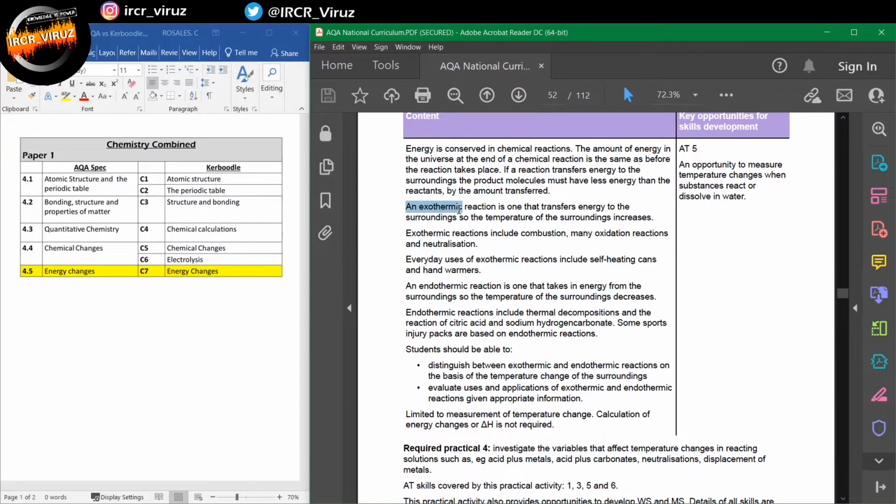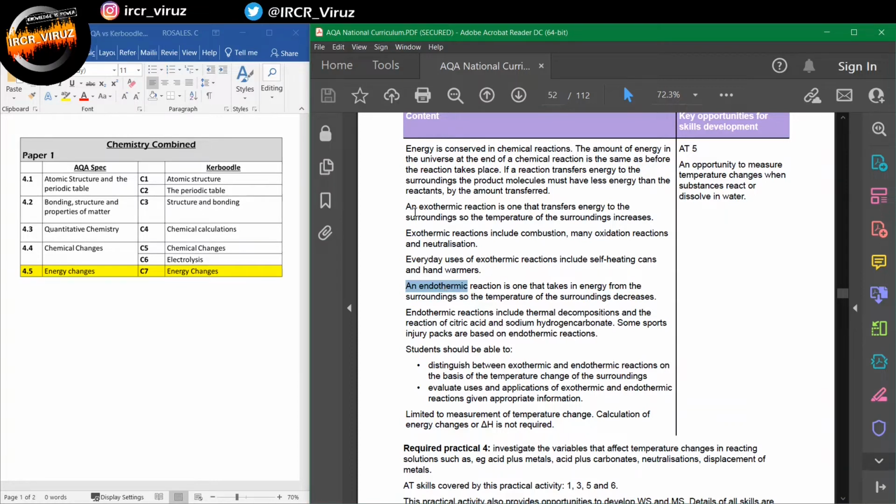The exothermic reaction gives out more energy than it takes in, and the energy is given out in the form of heat. The endothermic reaction takes in more energy than it gives out, so the reaction actually goes down in temperature and it gets cold.